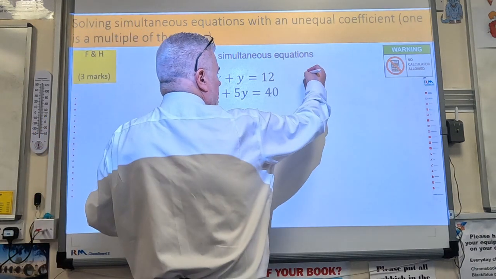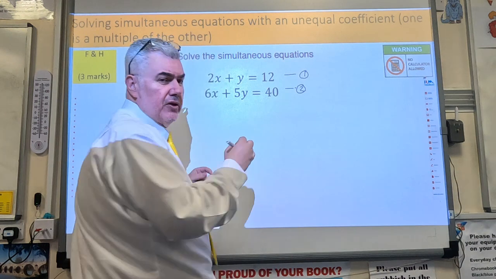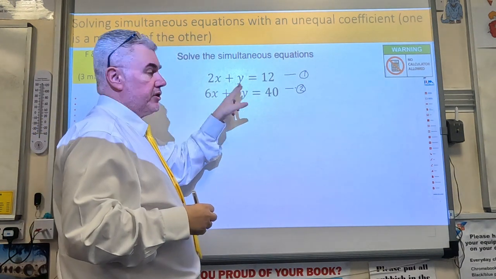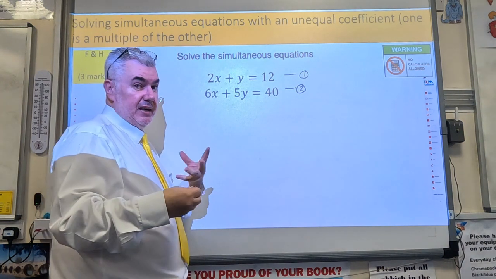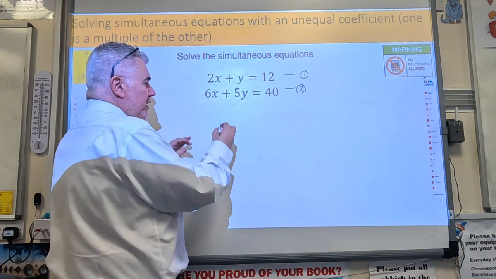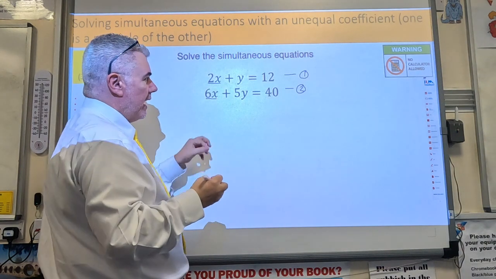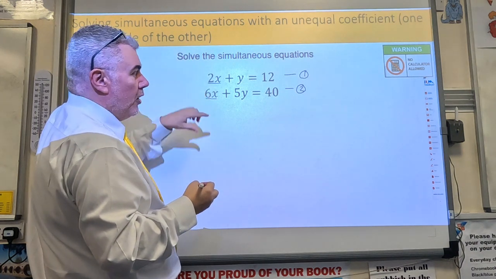I can do anything I want to an equation as long as I do the same thing to both sides. I'm going to call this equation 1. I shall call this equation 2. Now I'm looking and I'm thinking, what's the easiest way to get rid of something? And if I notice that this 6x and 2x are quite similar, if I multiply this by 3, that'll give me the same as that. So that's what I'm going to do.